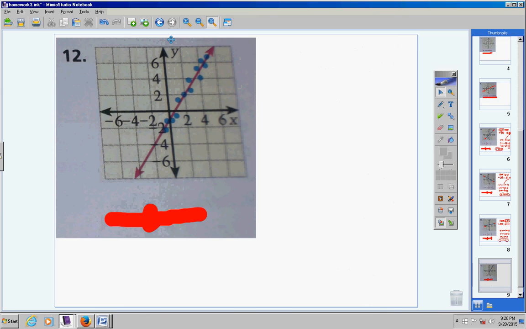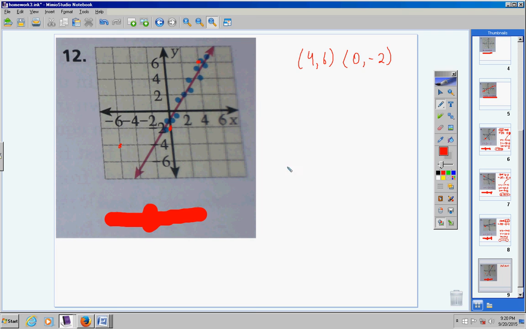Last but not least, let's go ahead and write a linear model for the scatter plot here. Let's see here. I like this point here, it's pretty close to 4, 6. And actually, this point here is pretty close to 0, -2. And those are the 2 points I'm going to use, okay? And I'll make sure on your tests and quizzes that I give points that are on the crosshairs like this, okay? Alright, here we go.